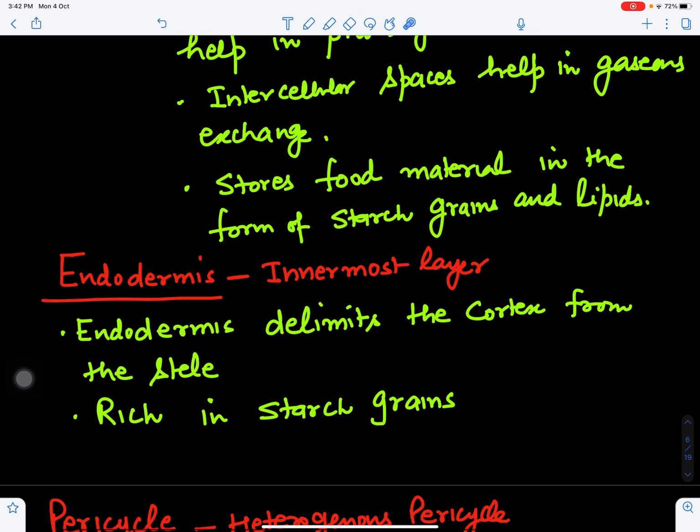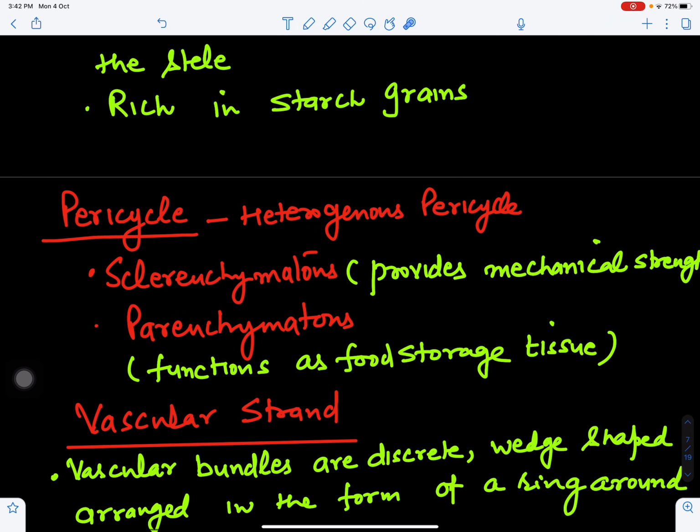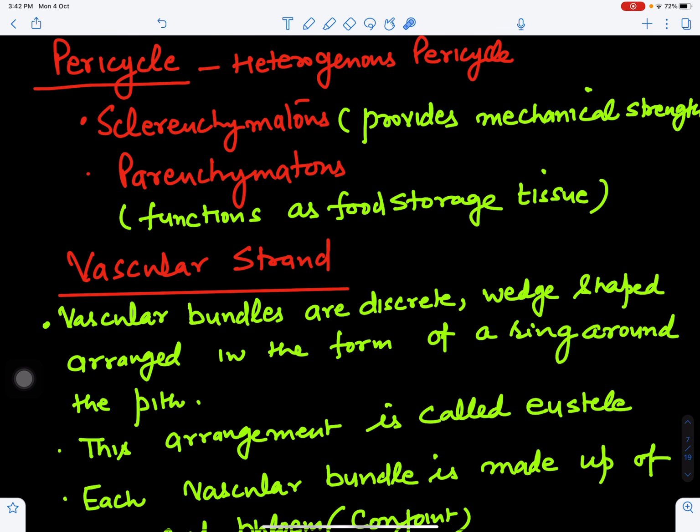Now, the next layer, we know, is the endodermis. This delimits, or separates, the cortical zone from the vascular tissue. This may be rich in starch grain. This is called the starch sheath. Now next is the pericycle. As we discussed earlier, pericycle is sclerenchymatous. This will provide mechanical strength, and the parenchymatous part will function as food storage tissue, because both sclerenchymatous as well as parenchymatous pericycle are there. This is called heterogeneous pericycle.